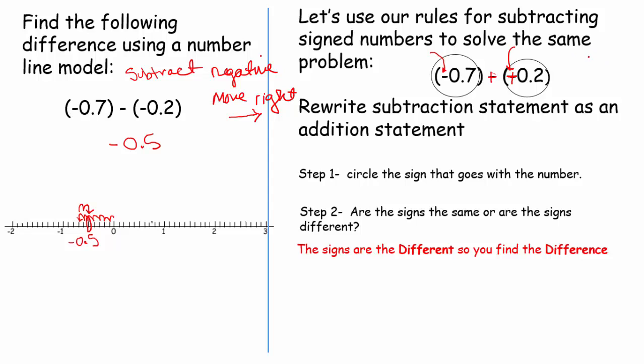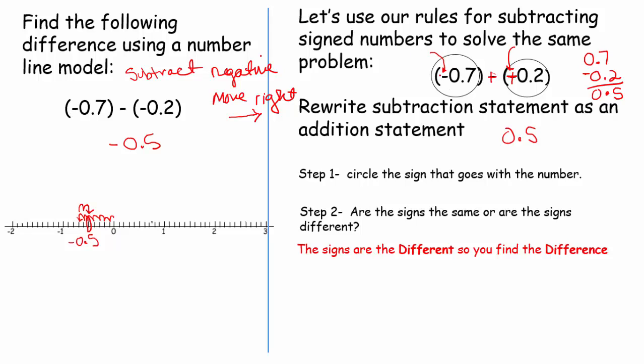So off to the side, I just find the difference. 0.7, that's my larger absolute value. I'm going to subtract off 0.2, and I lined up my decimal points. 7 minus 2 is 5. So then I'm like, okay, my answer is going to involve 0.5. Now I have to decide, will that be a positive 0.5 or a negative 0.5?